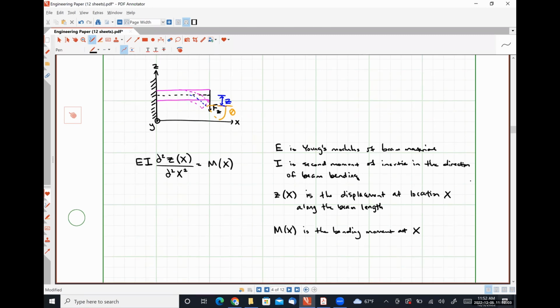So for a rectangular beam, the second moment of inertia, I, is equal to AB cubed over 12, where B is the dimension in the direction of beam bending and A is the transverse direction of the cross-sectional area.